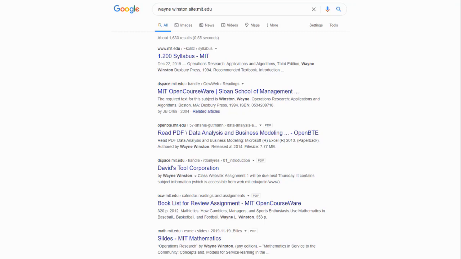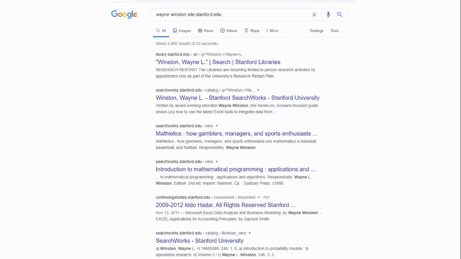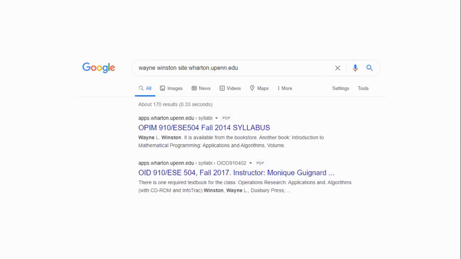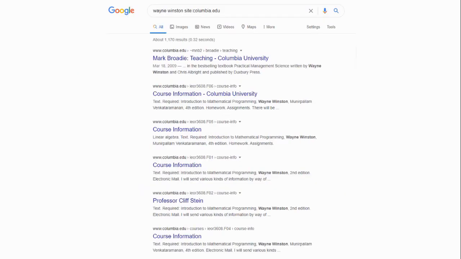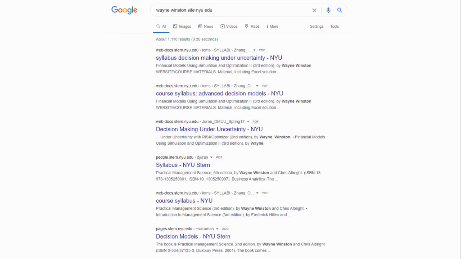But let's keep going. Let's not stop there, right? So Stanford is using his stuff. And I'm going to go a little bit faster just because there are a lot of universities here. So Stanford, right? You can see Wharton, which is a really popular finance school, if you're not familiar with it, has used this stuff, at least a couple years ago they did. And then you have Columbia in New York is using his books. NYU, also in New York, is using his material.